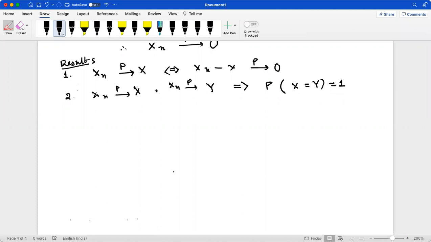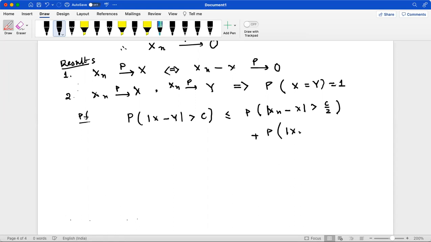So what is the proof? The proof is this. The probability of mod x minus y greater than c is less than or equal to the probability of mod xn minus x greater than c by 2, plus the probability of mod xn minus y greater than c by 2.